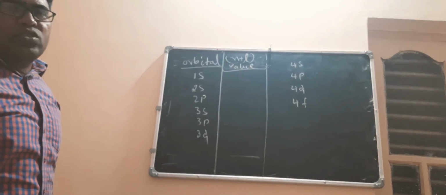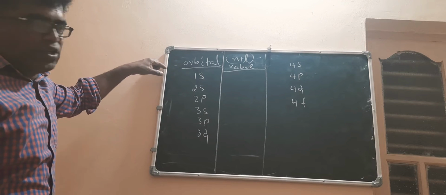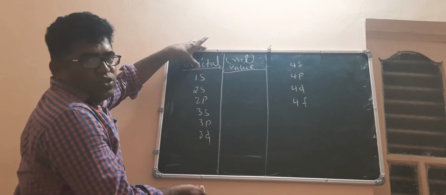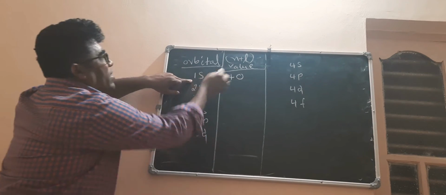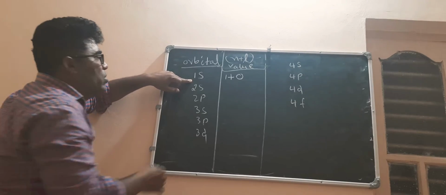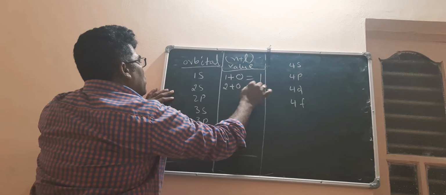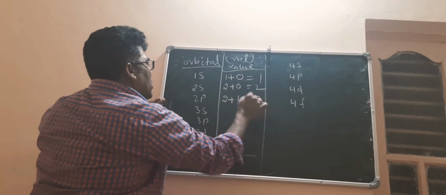You know very well, n means principal quantum number. What are the values of n? 1, 2, 3, 4, and so on. l means azimuthal quantum number. For s, l equals 0. Now 1s: 1 plus 0 equals 1. And now 2s: 2 plus 0 equals 2, and 2p: 2 plus 1 equals 3.